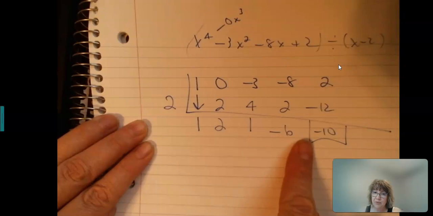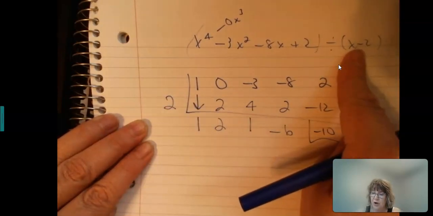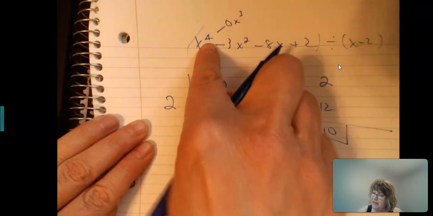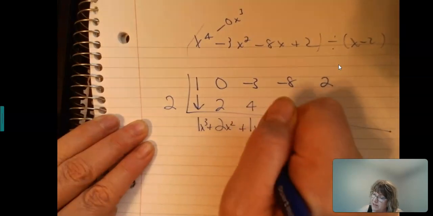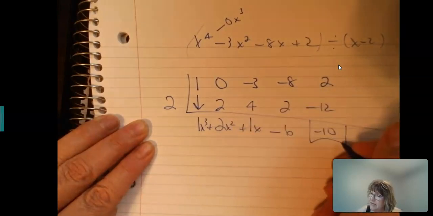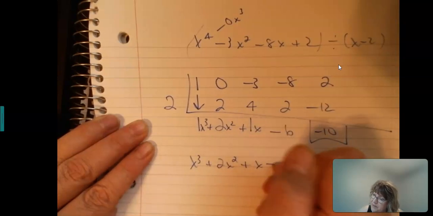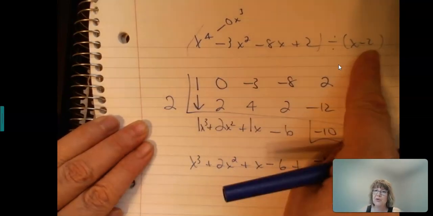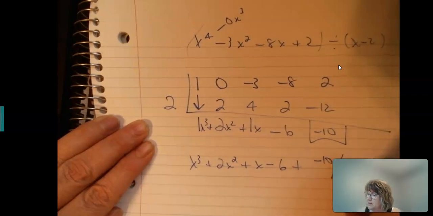So this has a remainder. This 2, if I graph this, it's not going to cross 2 on the x-axis. 2 is not a solution to this. But if I do long division, what do I have? When you divide by an x, it's going to go down. So this is going to be x cubed, x squared, positive x, minus 6, and then that's my remainder. So the answer by doing synthetic division would be that my remainder is negative 10. Now, you're not dividing by 2. The original factor is kind of the reverse of that, x minus 2.